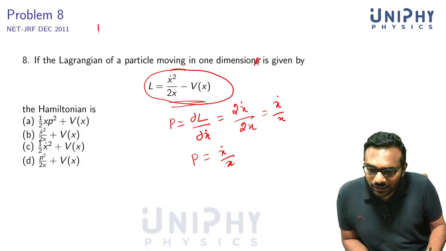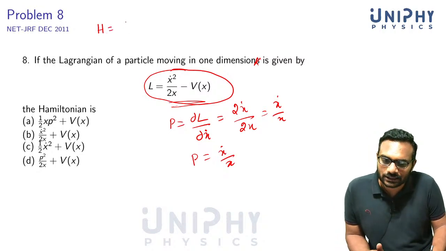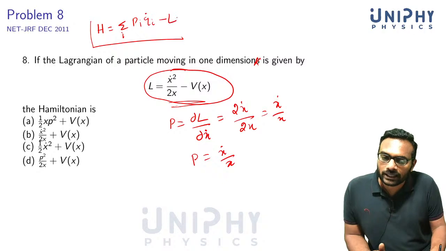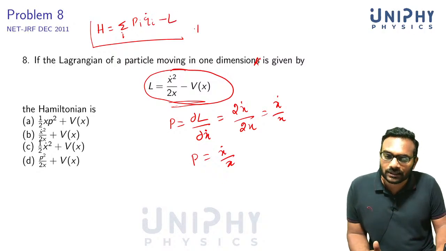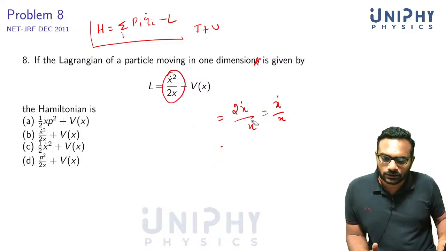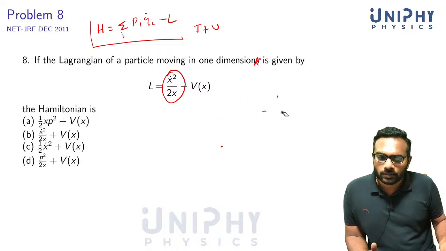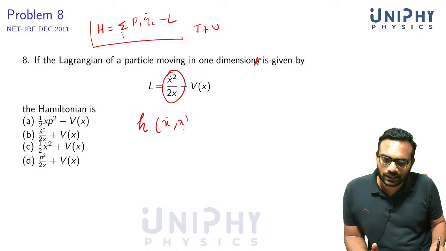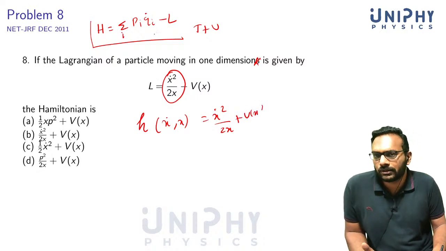Okay. So the correct way to do this is that this method always works. All right. H is equal to summation over i p i q i dot minus L. This is the Hamiltonian. Right? But sometimes you can simply write it as T plus V. All right. So here, if you take this as T minus V, the term quadratic in velocity, you can call it the kinetic energy. So we can write the energy function H of x dot comma x as x dot square by 2x plus V of x, or you can use this formula, you get the same result.